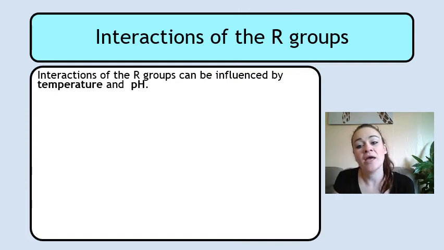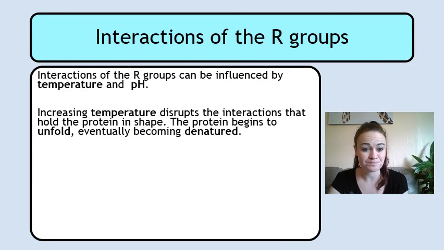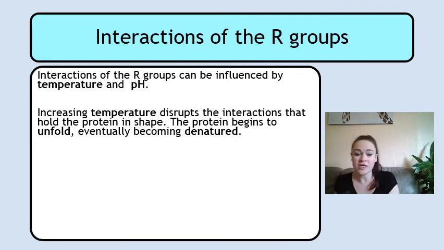These interactions shouldn't be a shocker to you, they're influenced by temperature and pH. We've been talking about temperature and pH affecting protein structure since National 5, so we're going to go into a little bit more detail. Now, if we increase the temperature, this disrupts the interactions that hold the protein together, and then the protein unfolds and becomes denatured.